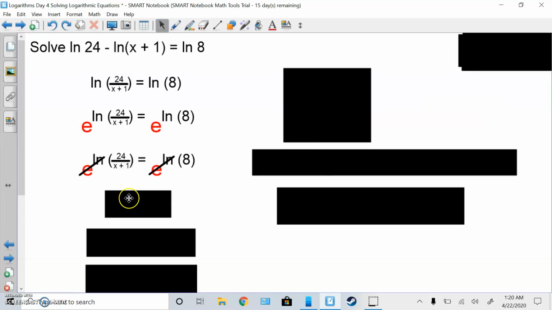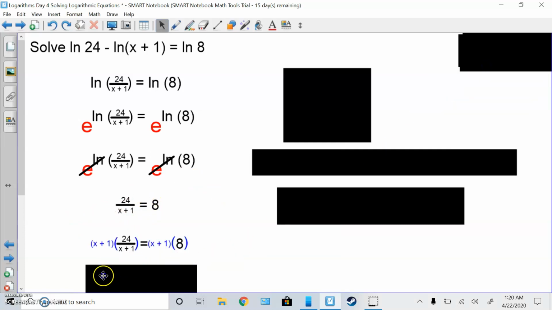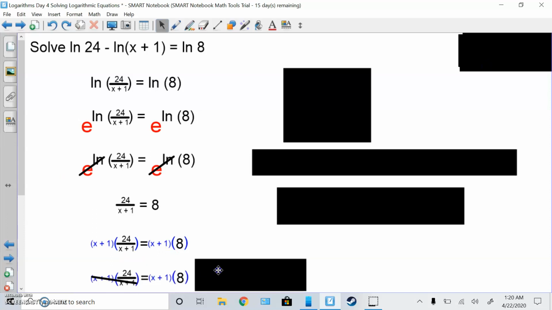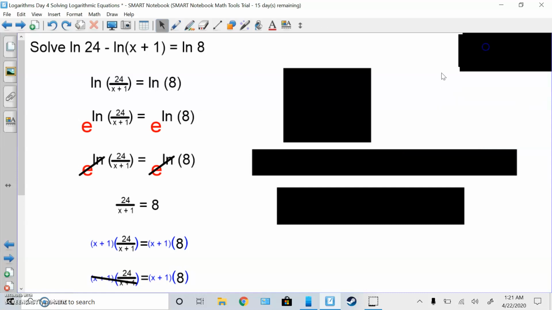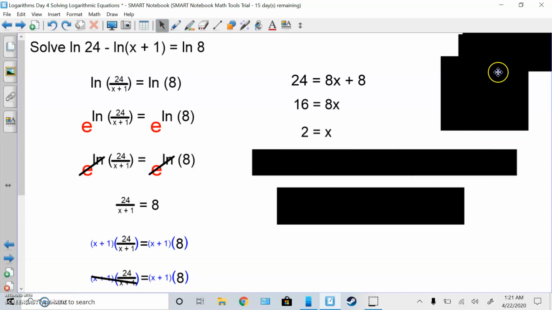So all we have now is 24 over x plus 1 equals 8. We solve this as a fraction: get rid of the fraction by multiplying by the denominator on both sides. The denominator crosses on the left side, so it's 24 on the right side, and you're going to have to distribute. Once I distribute, I get 24 equals 8x plus 8. This is linear, so you do not have to set it equal to 0, although you could. I'm just going to get x by itself, so I'll subtract 8 on both sides. Then I divide by 8, and I get x equals 2.